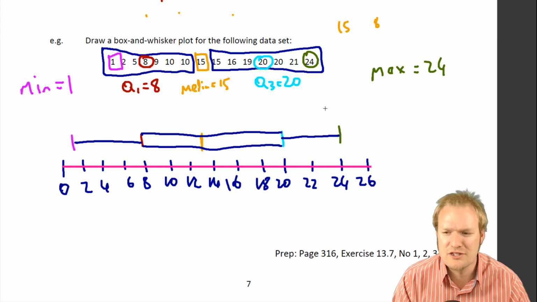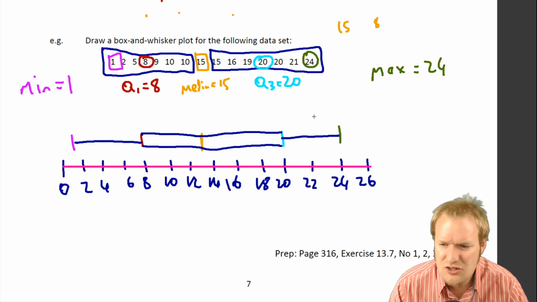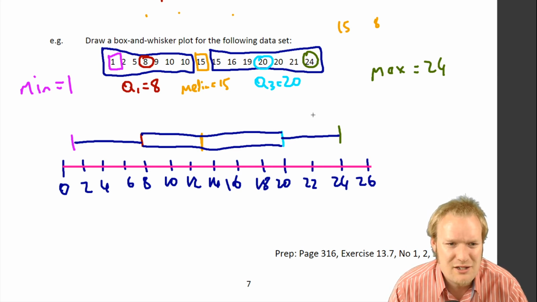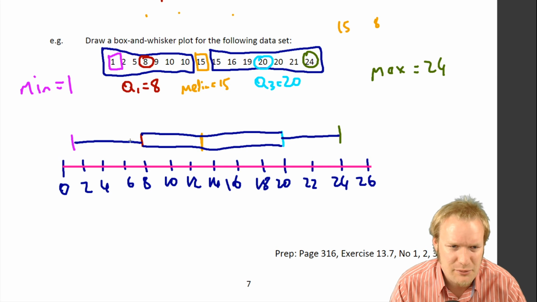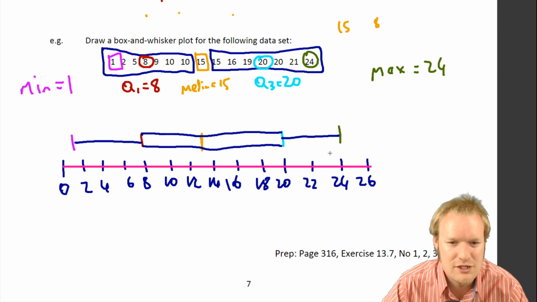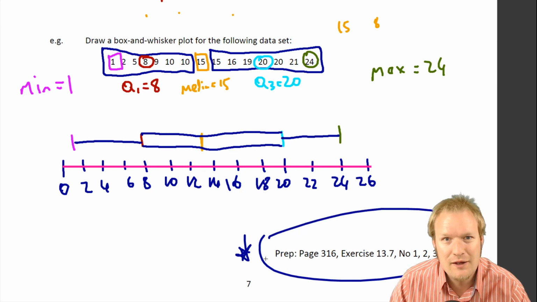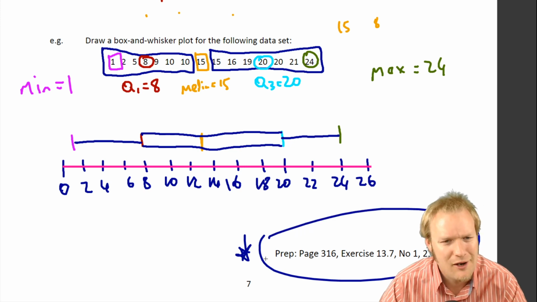And you get asked questions now like, is the data skewed one way or the other? This one I'd say is pretty even. Look, there's the median, kind of in the middle, and it seems to break up nicely into quarters. So enjoy working with these. And that's that for now.